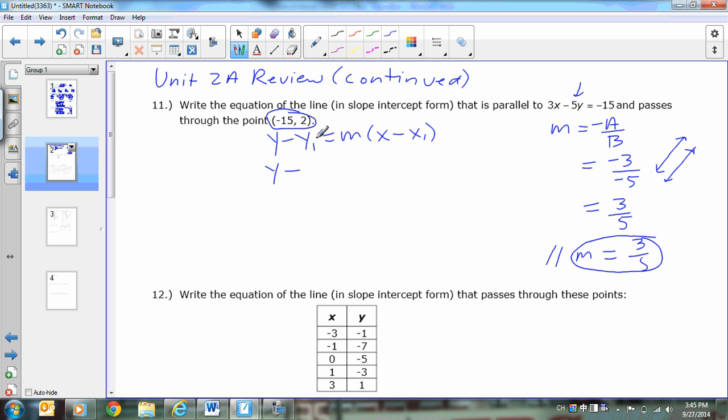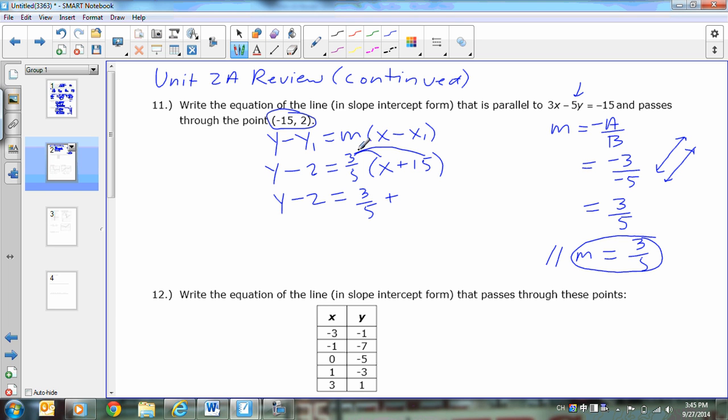y minus the y value of our point, which is 2, is equal to a slope of positive 3/5 times x minus the x value of our point. Now we're subtracting a negative 15, so that would be the same thing as adding a positive 15. All right, solving for y, we'll start by distributing on the right side to get rid of those parentheses. So rewrite the left side as is. y - 2 is equal to 3/5 x, and then we're taking a positive times a positive, so this would be plus.